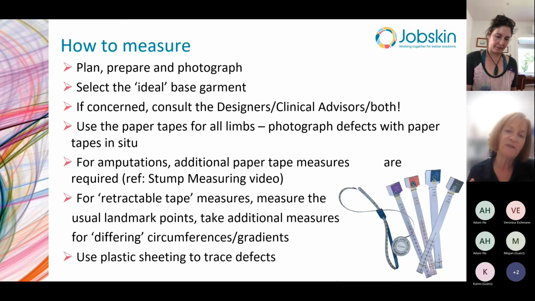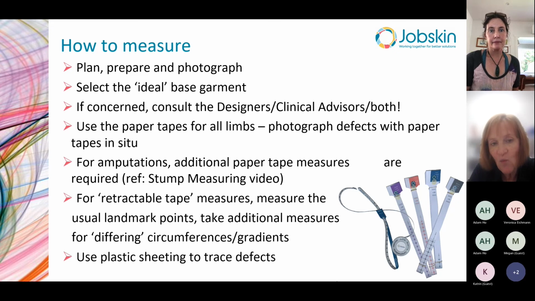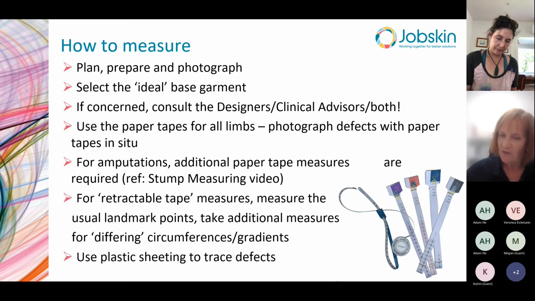Then for the measurements that we don't use the paper tape for, the ones that we use a retractable tape for, that's usually the head and the torso. We measure the usual landmark points. But where you've got significant changes in shape, for example, if you're measuring for, let's say, bike shorts, take a measurement at the waist, take a measurement at the biggest point of the hips, and you take a measurement midway between them. Now, if you have significant changes of shape and proportion over that part of the body, the lower torso, take an extra measure in between the waist and the midpoint, and then between the midpoint and the largest point of the buttocks, and just write that in the comments section.